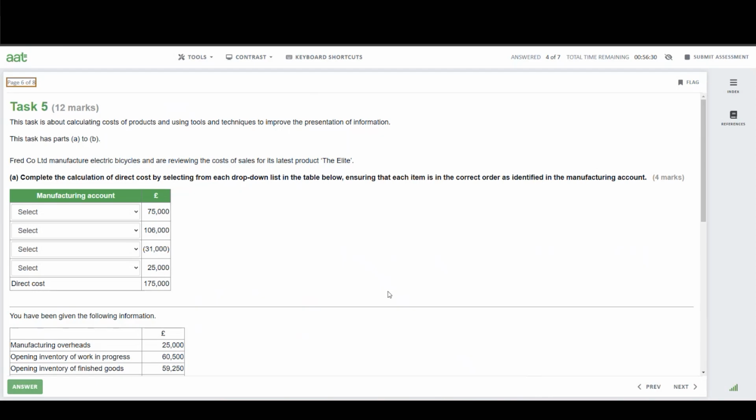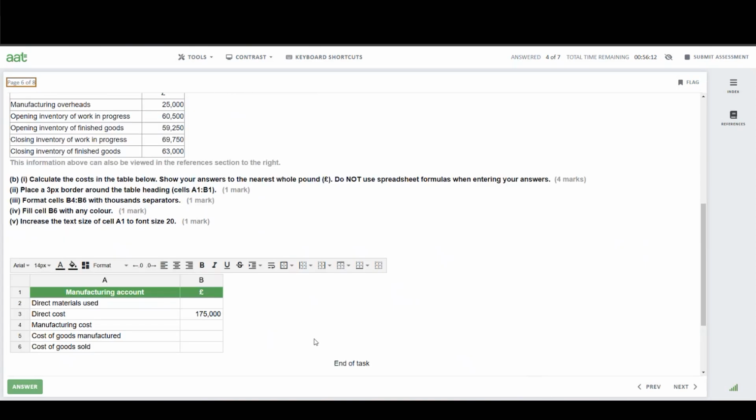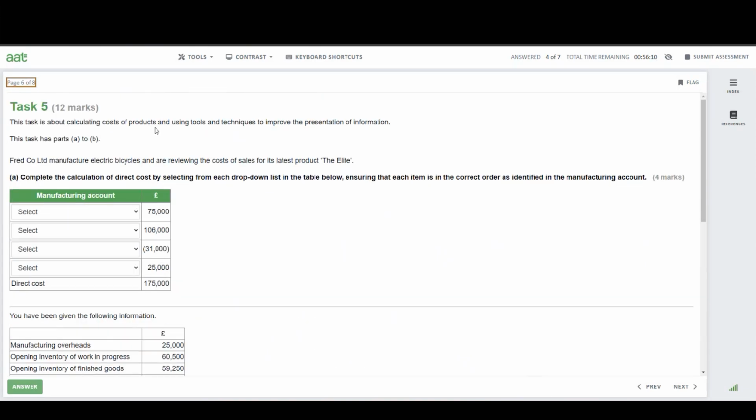Task 5 is about calculating costs of products and using tools and techniques to improve the presentation of information. This is one of our spreadsheet tasks. Okay, you'll see if we scroll down, we've got something set up in a spreadsheet format. So we know task 5, using tools and techniques basically means using spreadsheets.